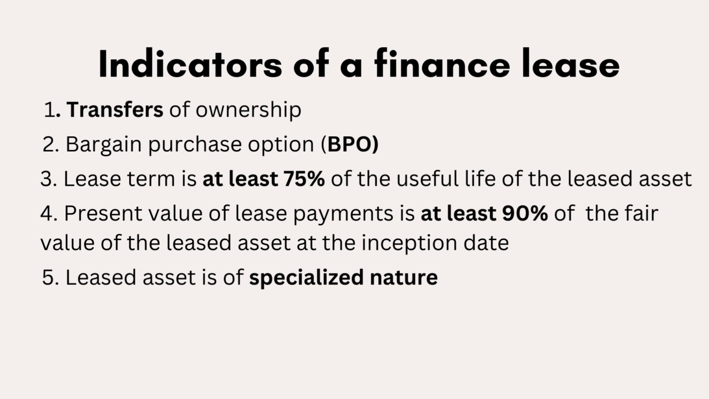Indicators of finance lease. Number 1, transfer of ownership. Example dito is yung rent to own. Number 2, bargain purchase option or BPO. Ito yung binibenta ng bagsak presyo na or sale. Number 3, lease term is at least 75% of the useful life of the lease asset. Majority ng useful life asset ay si lessee ang gumagamit.